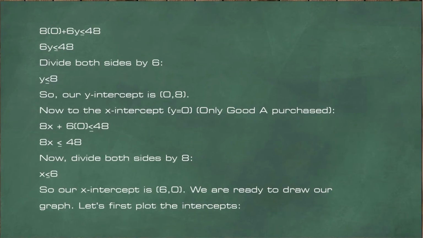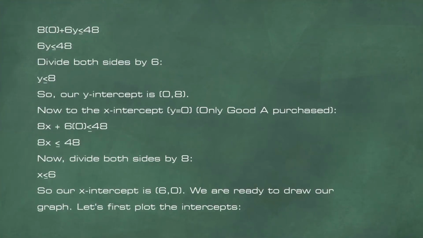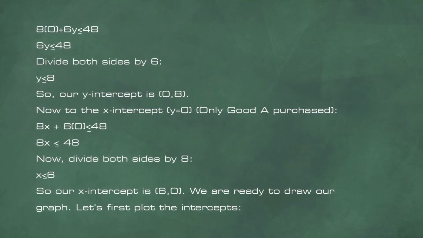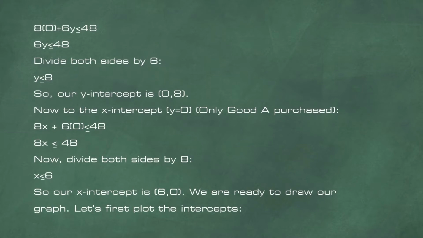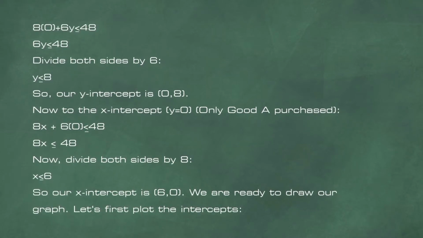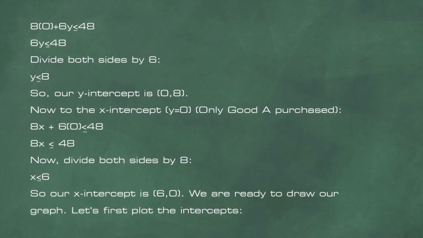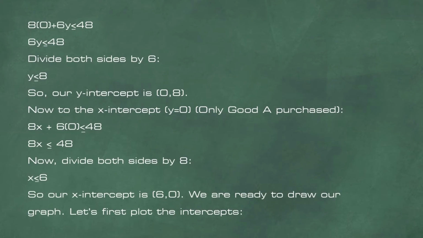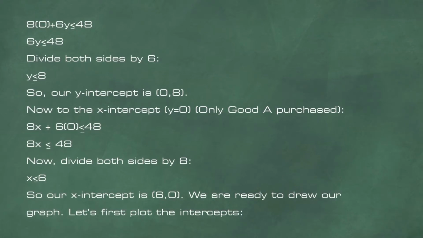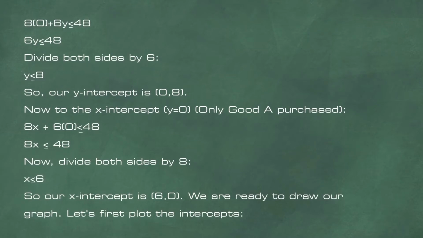Y-intercept, x equals 0, only good B purchased. Divide both sides by 6. So our y-intercept is (0, 8). Now to the x-intercept, y equals 0, only good A purchased. Now divide both sides by 8. So our x-intercept is (6, 0).